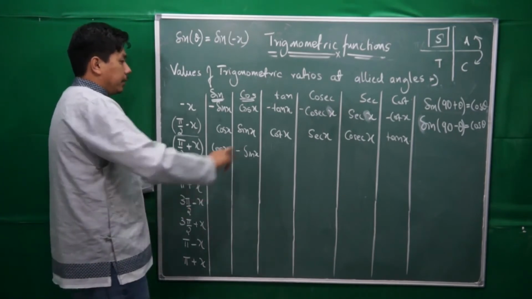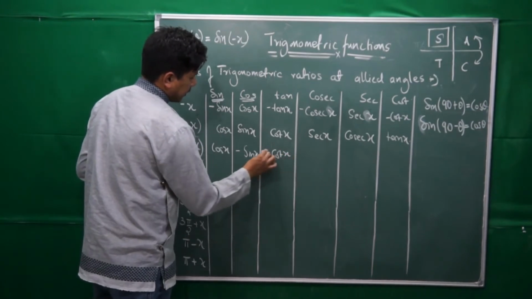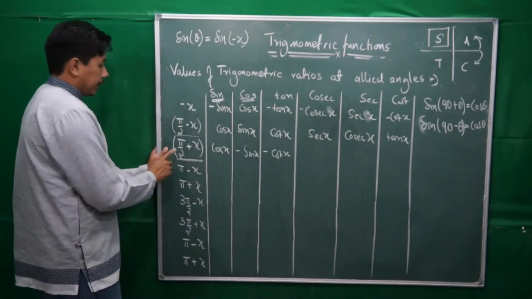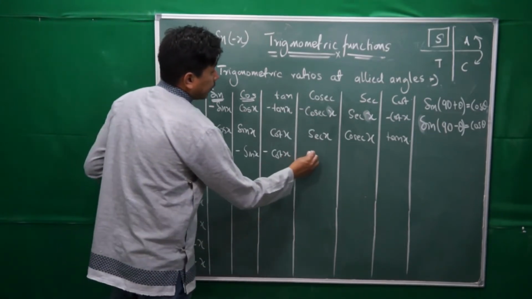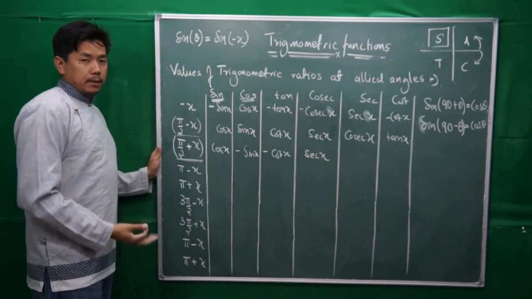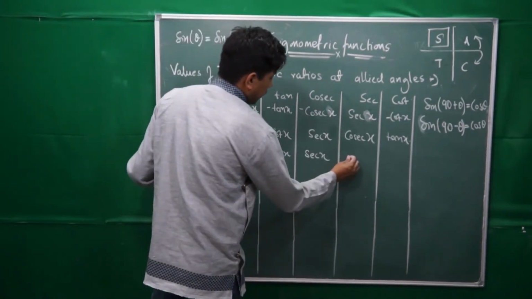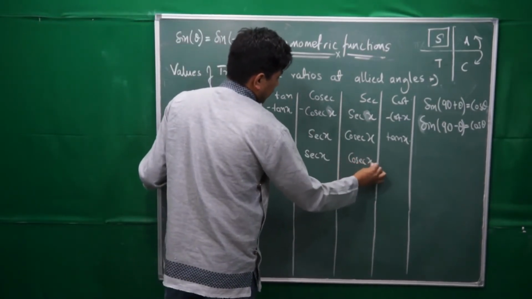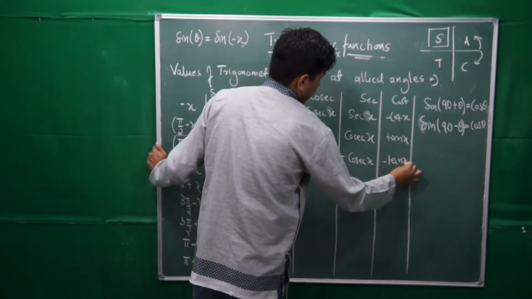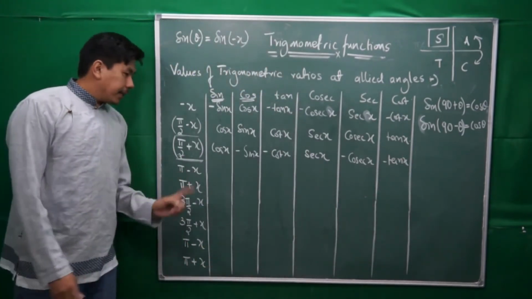All right. Similarly, tan of 90 plus x equals negative cot x. Cosec 90 plus x, again, what is the answer? Sec x, positive. Clear? So for sec 90 plus x, it would be negative cosec x. For cot, it would be negative tan x. Alright, so next one, pi minus x.